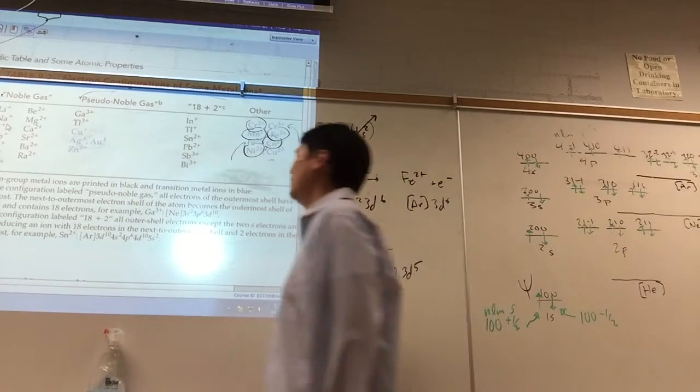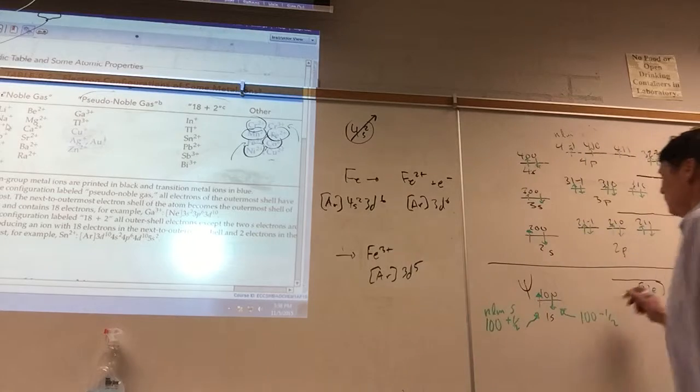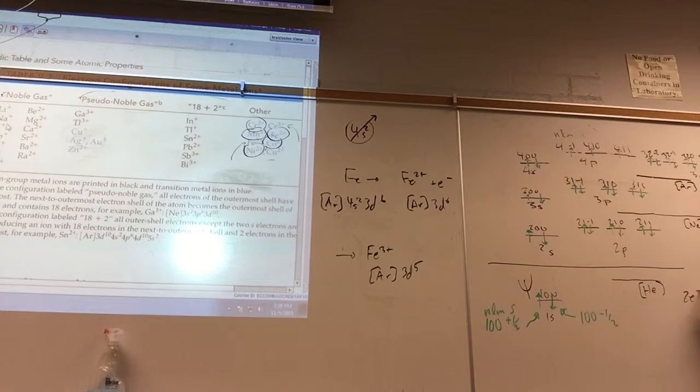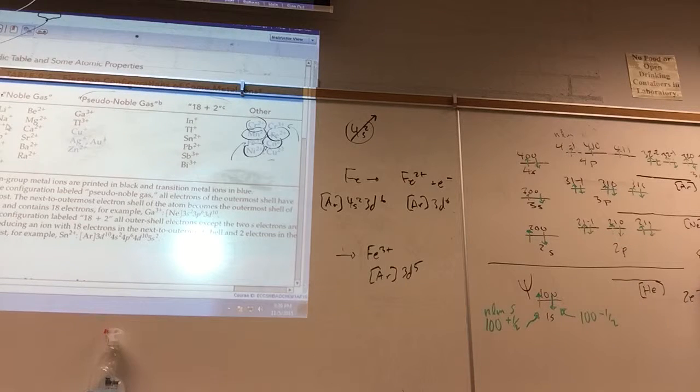Okay, to fill the first shell takes 2 electrons. To fill the second shell takes 2, 4, 6, 8 electrons. 8 electrons we call an octet. To fill the third shell takes 8 electrons, an octet. To fill the fourth shell takes how many electrons?